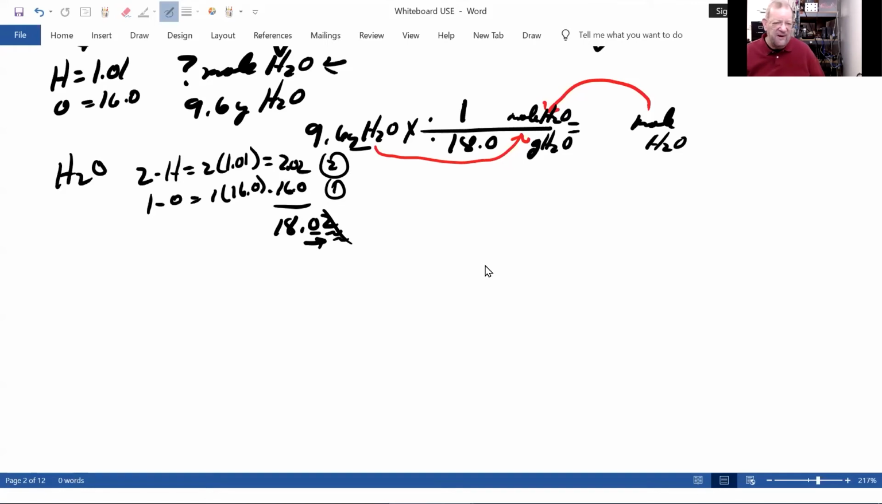Now, before I pick up my calculator, I'll look and see do my units cancel out. And here I'll remind you anything divided by itself equals the number 1, cancels out. Grams divided by grams of water cancel out. I'm left with moles of water. Yay, I'm on the right track. And now I'll go to my calculator.